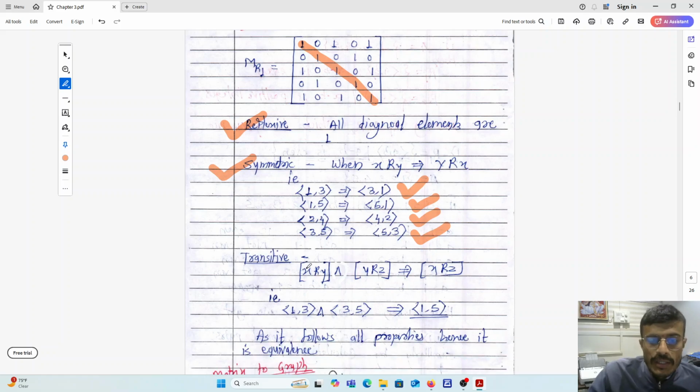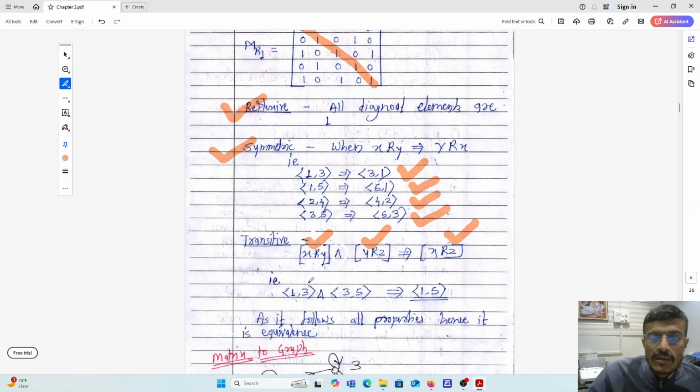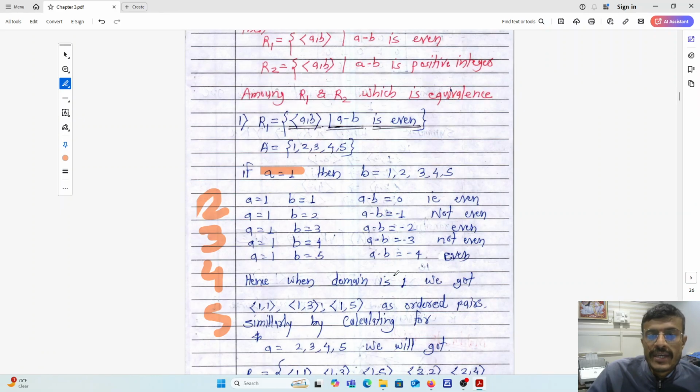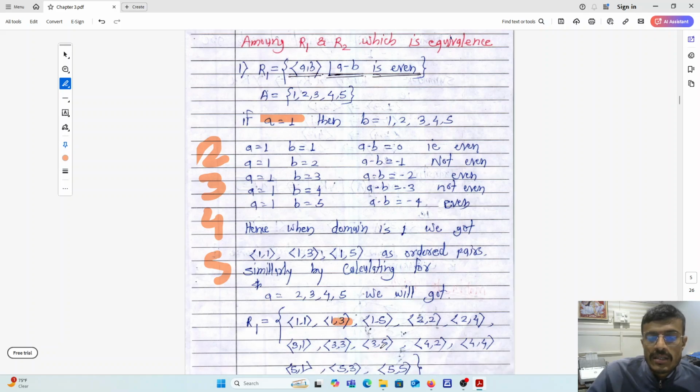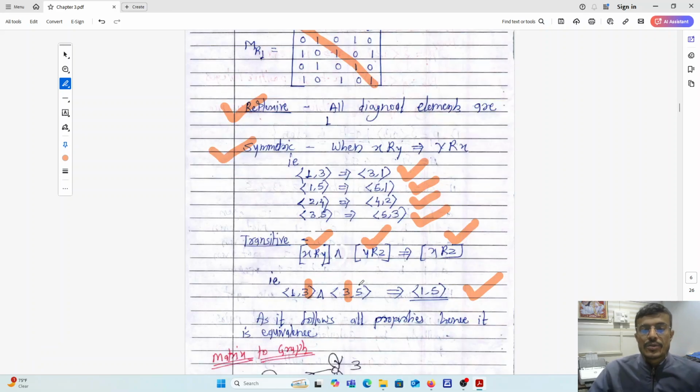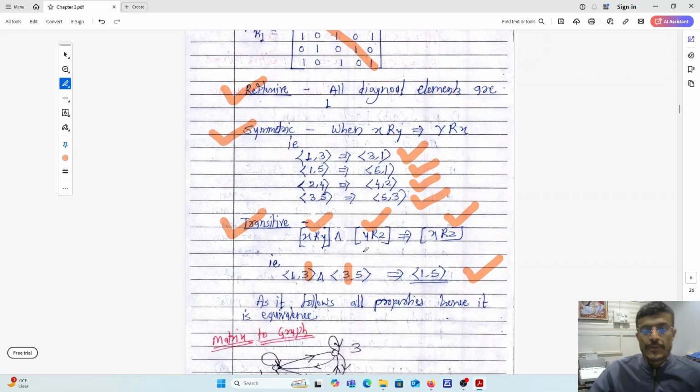Then the transitive property. You can take X relation Y and Y relation Z, which gives you X relation Z. So if you see here, 1 3 is there, 3 5 is there, the 3s cancel, and it gives you 1 5. If you observe the ordered pairs, 1 3 and 3 5 are there, and by using this we can derive 1 5. So hence it also follows the transitive property.